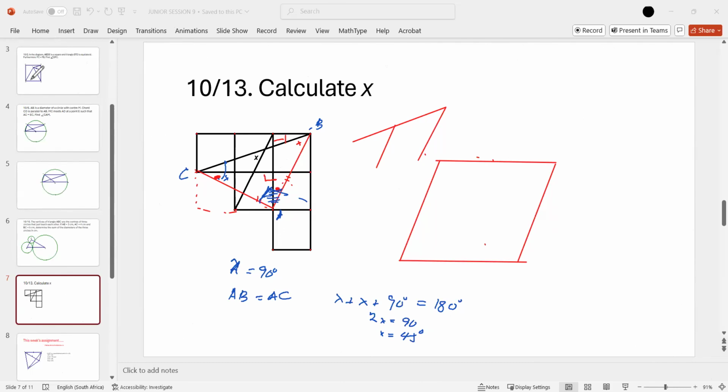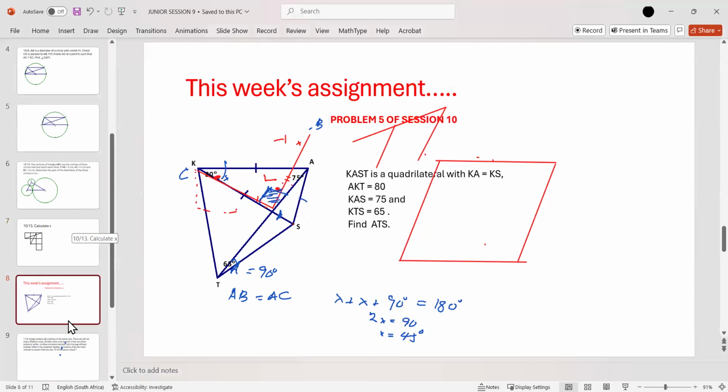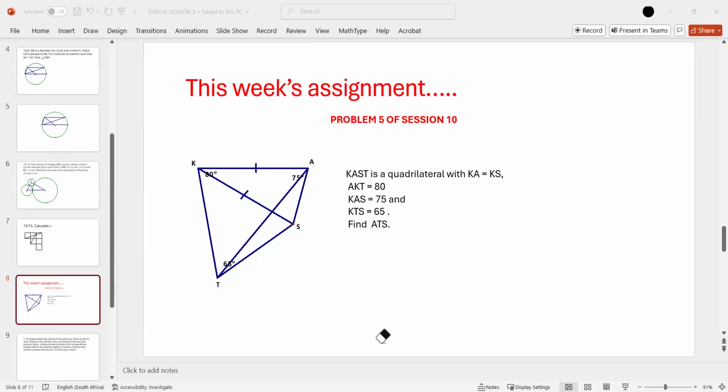Okay, so the next problem is this assignment problem. Okay, so this is the assignment problem. So the geometry problem again involves isosceles triangles and so on, and I'd like you to try it and submit your answers. It's an interesting problem, but the kind of problems we have done today fits in very well with this assignment problem. So I don't think you should have any problems.